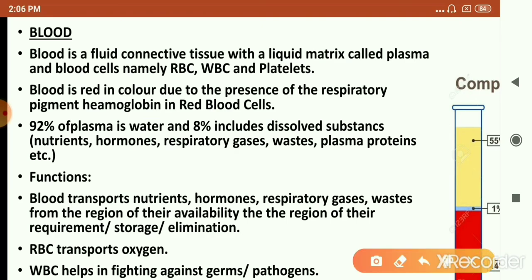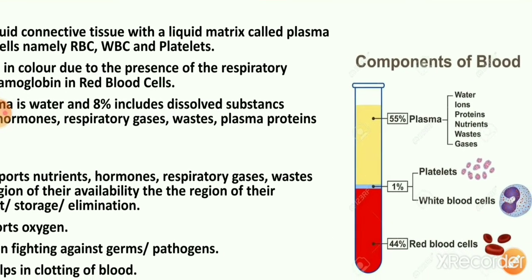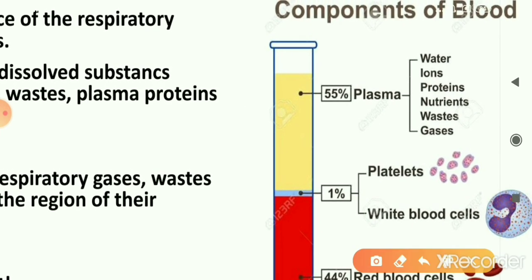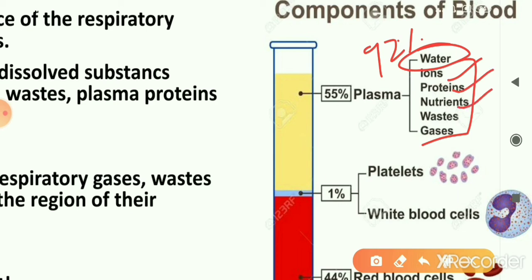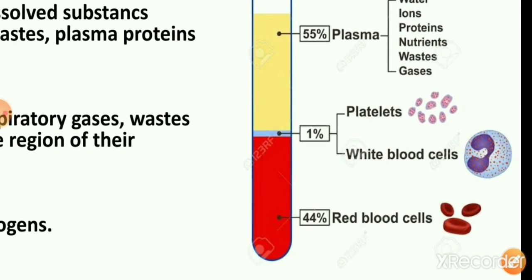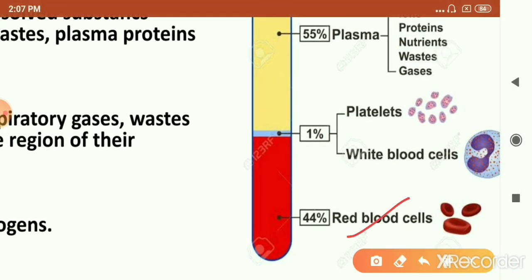Now the plasma makes 55% of blood. It is the matrix of blood, and it is mainly made up of water. So 92% of plasma is water, and the remaining 8% includes ions, proteins, nutrients, waste and gases, right? And the three types of blood cells present in the blood are RBC, which transports oxygen, WBC, which protects you from infections, and platelets, which help in clotting of blood.